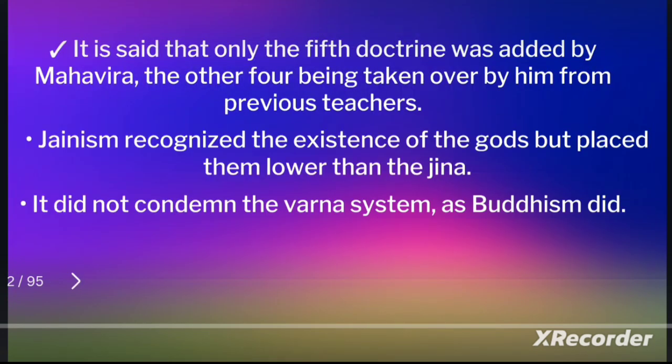It is said that only the fifth doctrine was added by Mahavira. The other four were taken over by him from previous teachers. Jainism recognizes the existence of God but places them lower than the Jina.